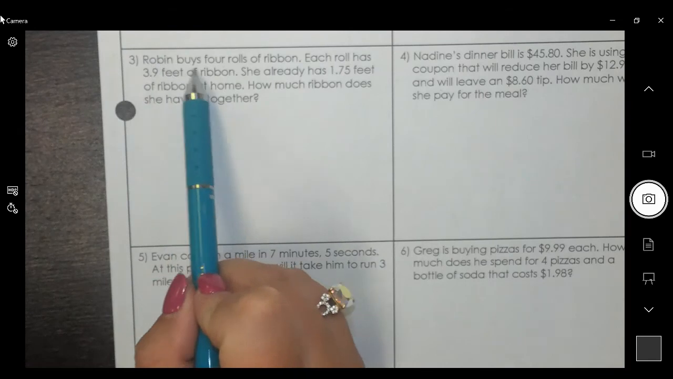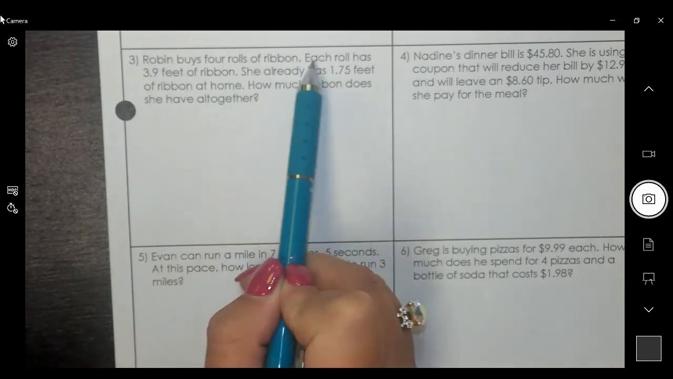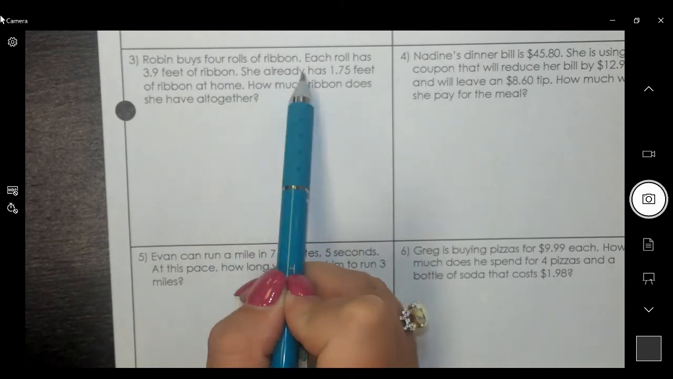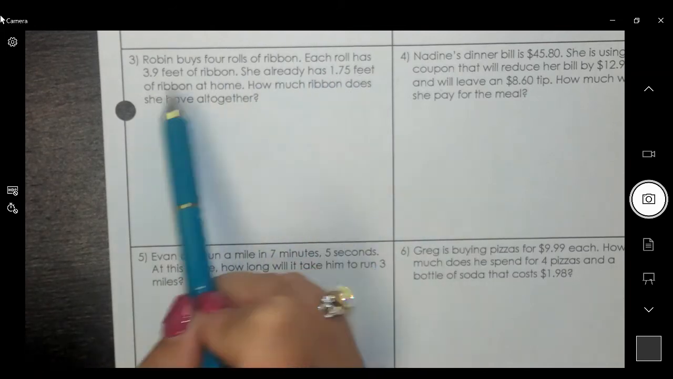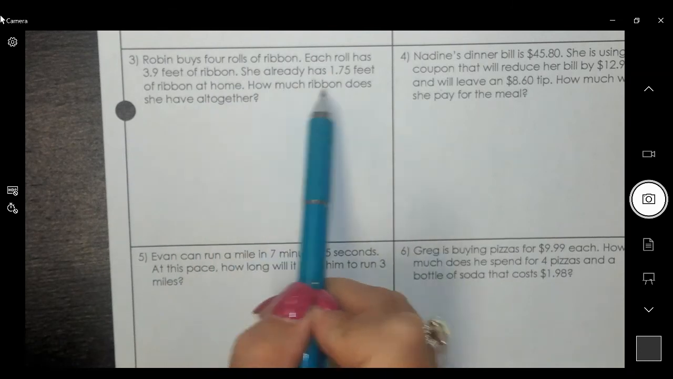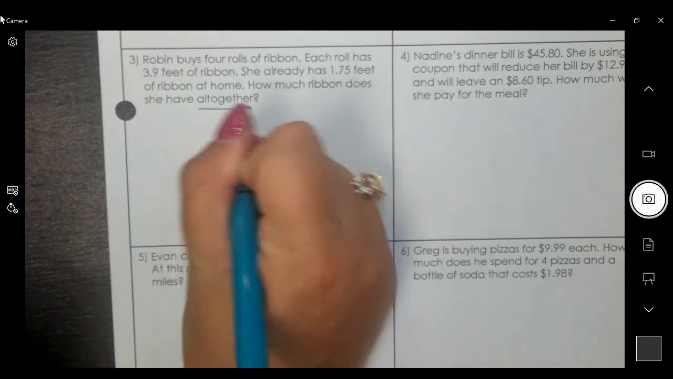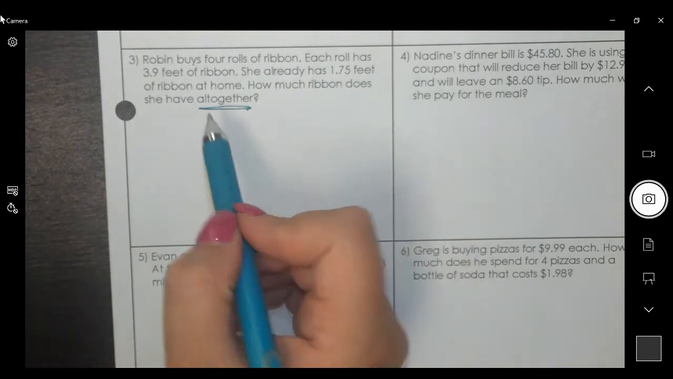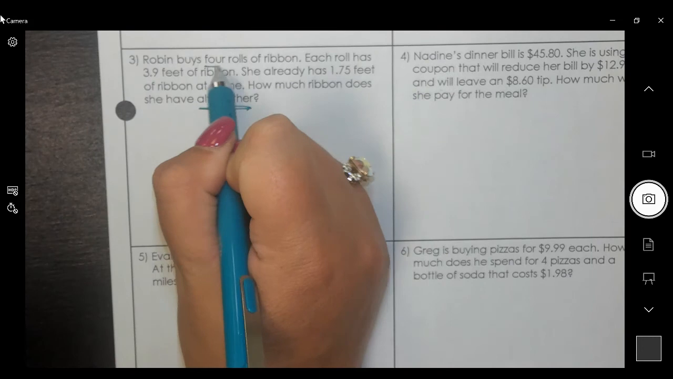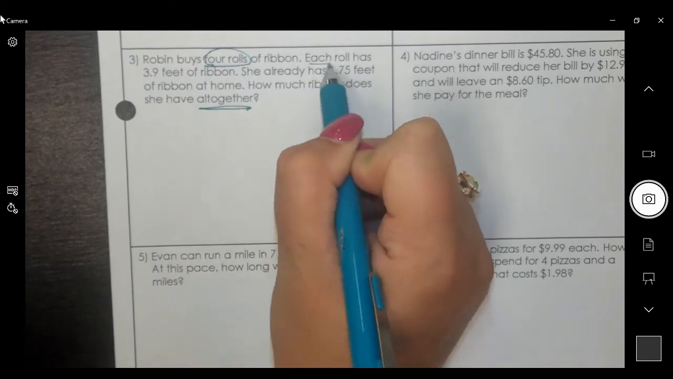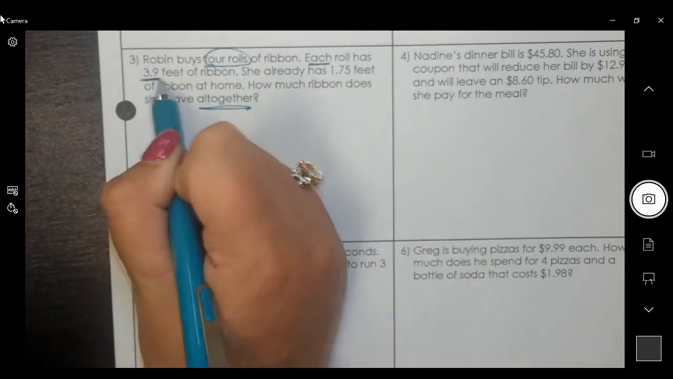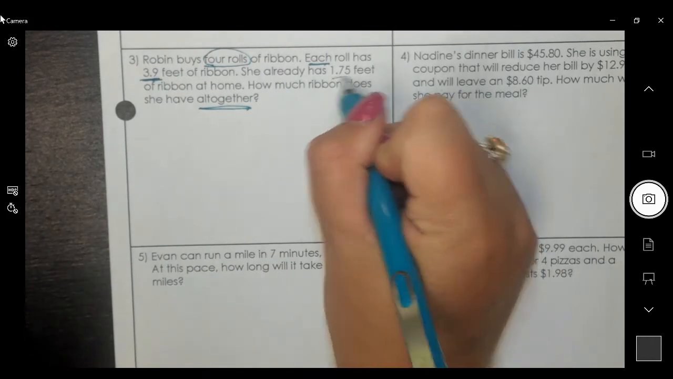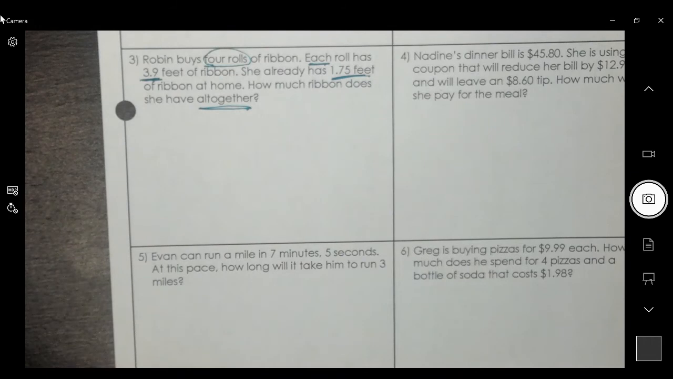Number 3, Robin buys 4 rolls of ribbon. Each roll has 3.9 feet of ribbon. She already has 1.75 feet of ribbon at home. How much ribbon does she have all together? So we want to figure out what the total is. So let's go back to what we know. Robin buys 4 rolls, and each roll is 3 and 9/10 feet. She also already has 1 and 75/100 feet.